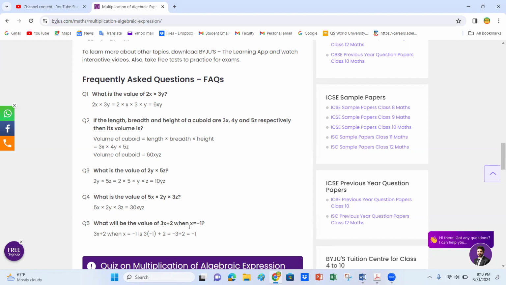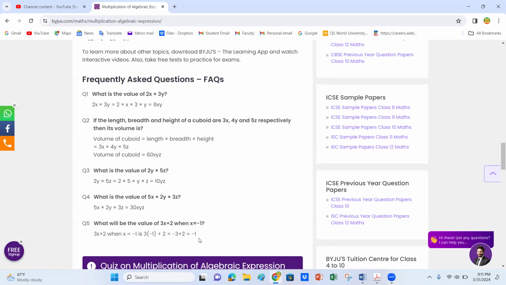But if there is a question, what will be the value of 3x plus 2 when x is equal to minus 1? There is no multiplication. They just ask what the value of 3x plus 2 is if we place the value of x as minus 1. So 3x plus 2 at x equal to minus 1 is 3 into minus 1 plus 2. So 3 into minus 1 is minus 3, plus 2, and its result is equal to minus 1. Okay, that is the multiplication.